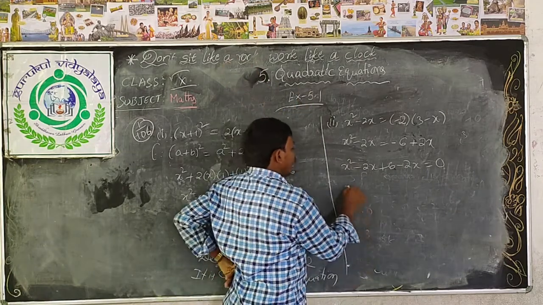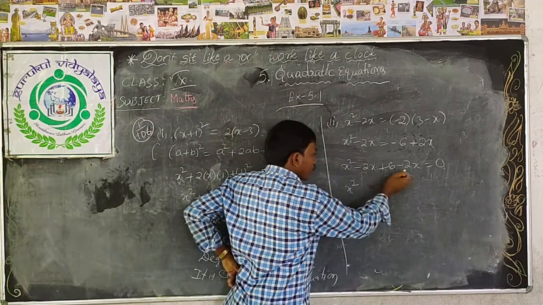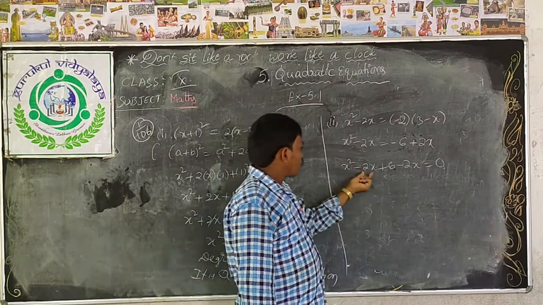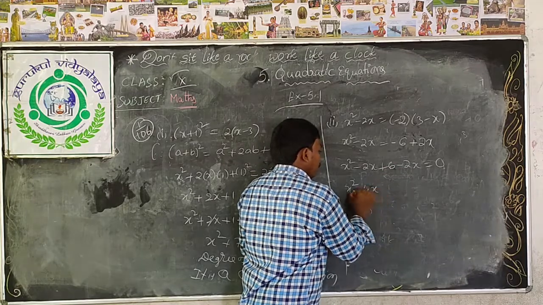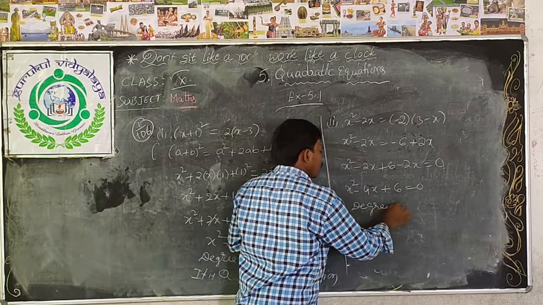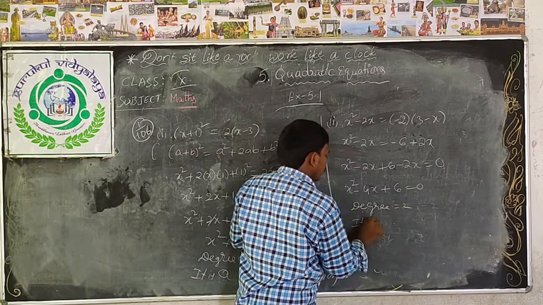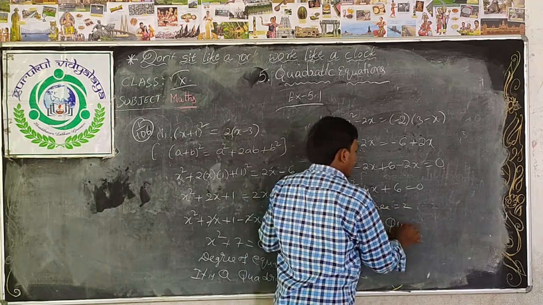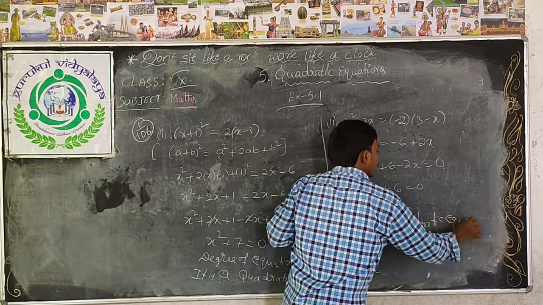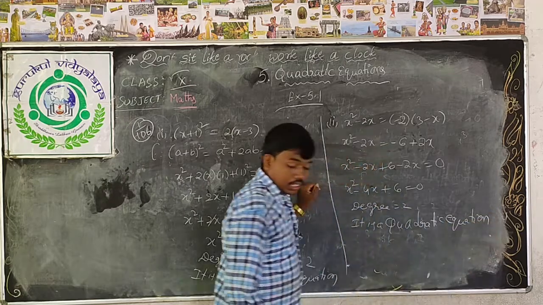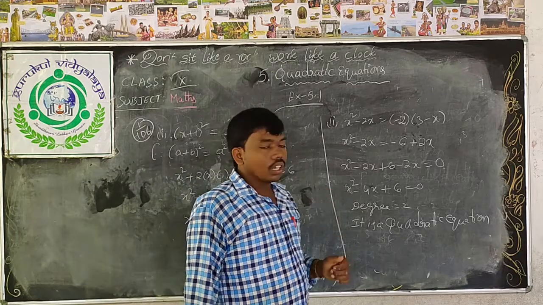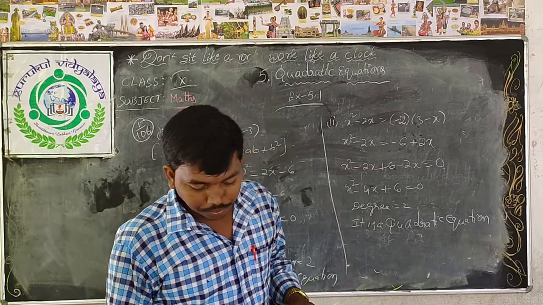Now see, children, x square. What is the value of minus 2x minus 2x? Both have the same symbol, so we can add. 2 plus 2 is 4, both negative, so minus 4x plus 6. Now what is the degree? Degree 2, so it is a quadratic equation. Okay, children? So the first one is a quadratic equation, and the second one is also a quadratic equation. Next one.